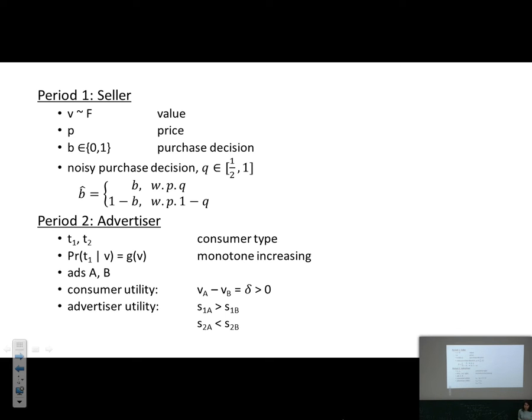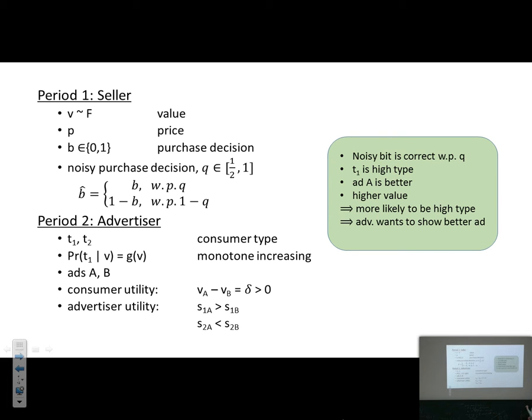There are 2 ads that we can show, and we're going to have the first ad A be the ad that's just better. So here, a consumer gets a delta bonus for seeing the good ad over the bad ad. But the advertiser, on the other hand, wants to match people according to their type. So he wants to show the high type the better ad, and the low type the worse ad. In case this is a lot, here's basically a cheat sheet of all this.